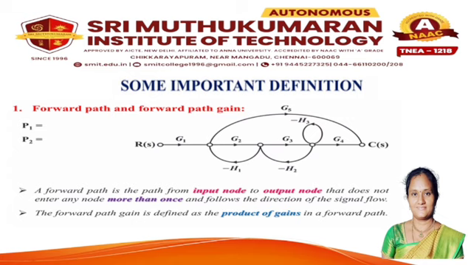Input node denoted as R(S), output node denoted as C(S). It follows the direction of signal flow. No node is repeated in a forward path. Then forward path gain. It is the product of all gains along that forward path. For example, input node R(S), output node C(S), forward path gain P1 is equal to G1, G2, G3, G4.